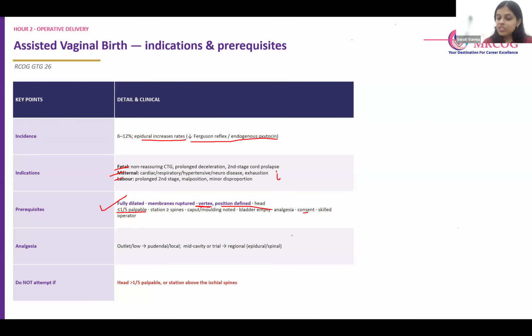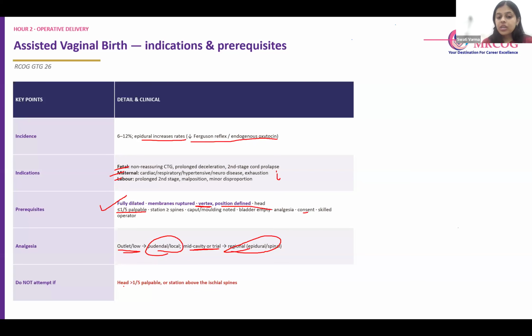Next, what kind of analgesia? For outlet and low forceps deliveries, pudendal and local are sufficient. For mid cavity or trial, that is when it becomes more invasive, and if trial is being given in theater, regional, that is epidural or spinal, is preferred. Okay. So this is regarding incidence, indications, prerequisites, and analgesia.